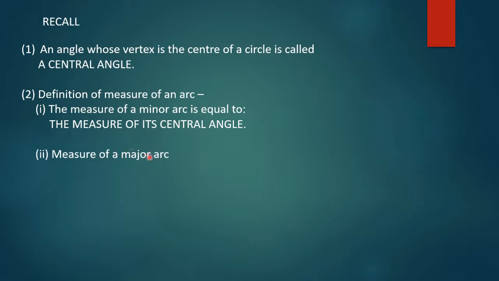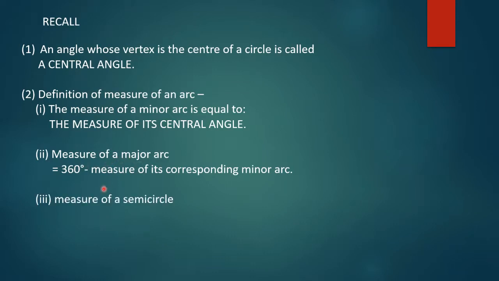Then, measure of a major arc. We use the formula 360 degrees minus the measure of its corresponding minor arc. So if you know the measure of the minor arc, by this formula we can find out the measure of the major arc. The measure of a semicircle is 180 degrees.